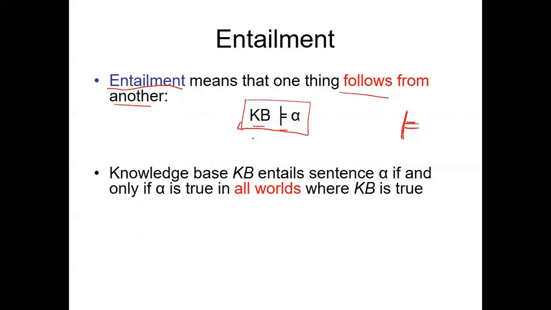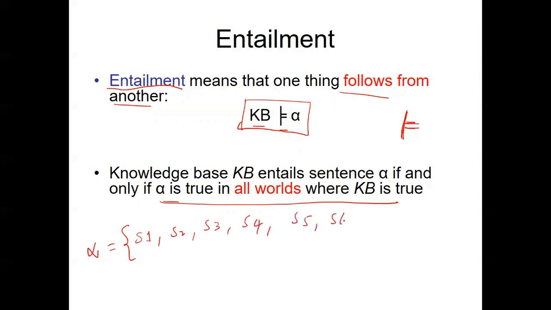KB entails alpha means alpha is true in all worlds where KB is true. See, this is a little tricky. Please understand properly. Alpha is true in all worlds where KB is true. What does it mean? Say for example, alpha is a set which is given like this. Alpha contains some statements: statement 1, statement 2, statement 3, statement 4, statement 5, and statement 6.